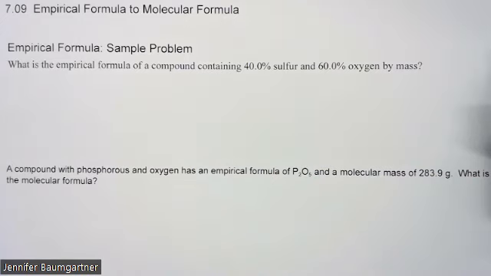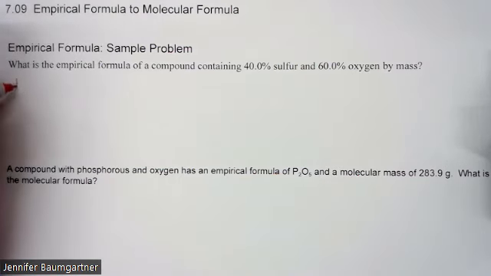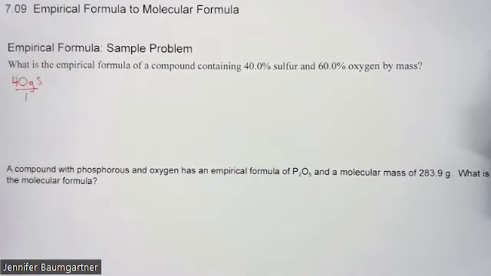Okay, welcome back. Let's see if your answer is correct. I have a compound that has 40% sulfur and 60% oxygen by mass. And we said in the last video, we want to assume we have 100 grams. So that means I would have 40 grams of sulfur. I'm going to put that over 1 because I'm getting ready to do some conversions. And I'm going to have 60 grams of oxygen. I'm going to put that over 1.